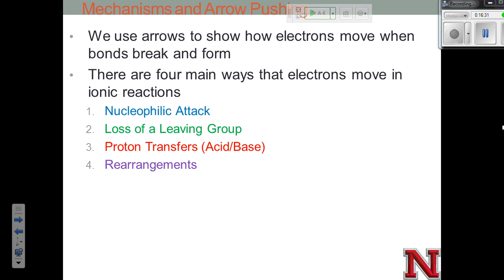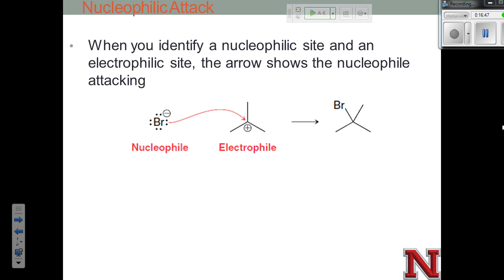And there are some 4 main ways electrons move. You don't have to memorize them, but it helps to recognize them, especially when you're putting a mechanism together, to think about what's going on, but you by no means need to memorize them. So in a nucleophilic attack, something that has a lone pair that it can give up forms a new bond with something that can accept the electrons.